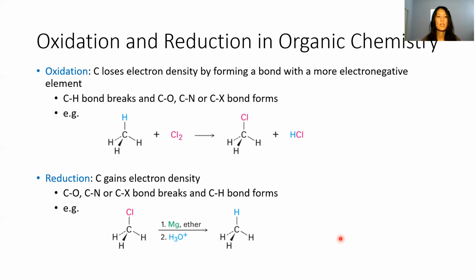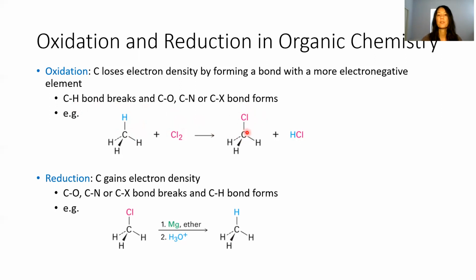For an oxidation, it's when carbon loses electron density. So how does it do that? For example, you can have a CH bond and that bond breaks and forms a bond with something more electronegative. Why does it lose electron density in that? It's because here, in a CH bond, there's very little difference in electronegativity, so there's no bond dipole. But here, chlorine, for example, is very electronegative relative to carbon. So there's a bond dipole, so that chlorine is pulling electron density from the carbon.